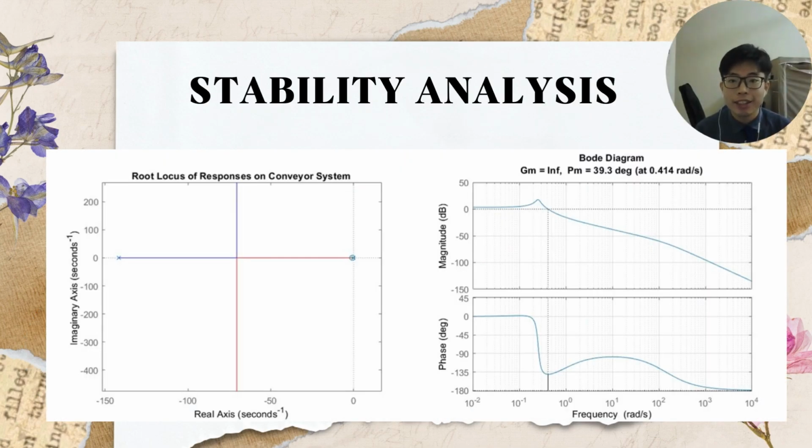For stability analysis, both root locus and Bode plot are used to determine the stability. By looking at the root locus of this conveyor system, it shows that it is a stable system. For the Bode plot, since the phase margin is greater than the angle of 30, we can assume that this system is also in a stable state. Also, the gain margin is greater than 0, which means that this system is completely stable. So these are the results obtained from Simulink.